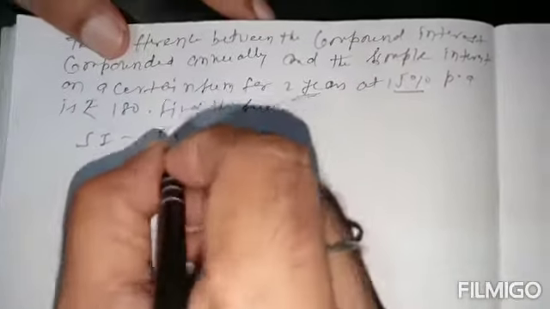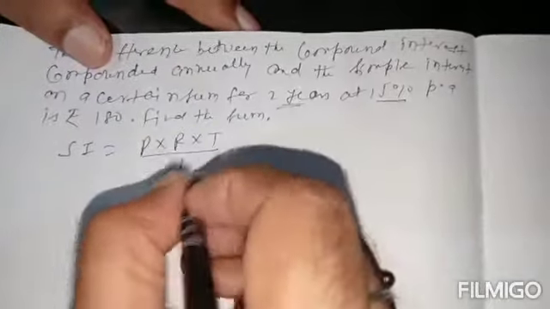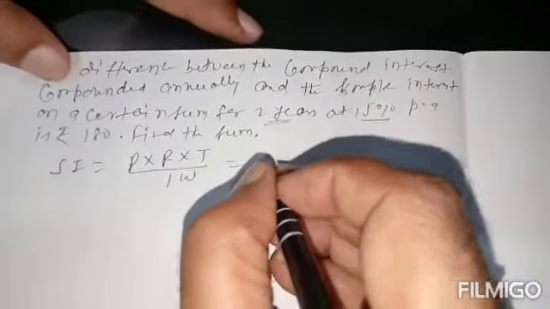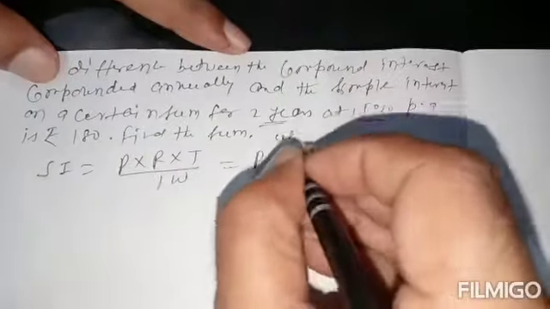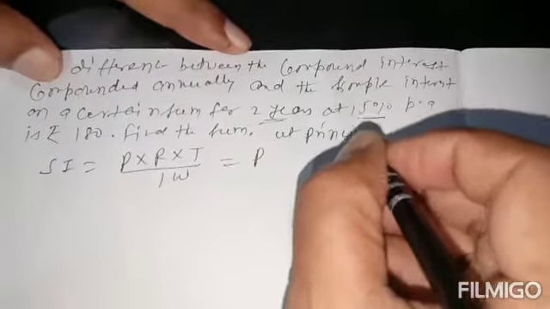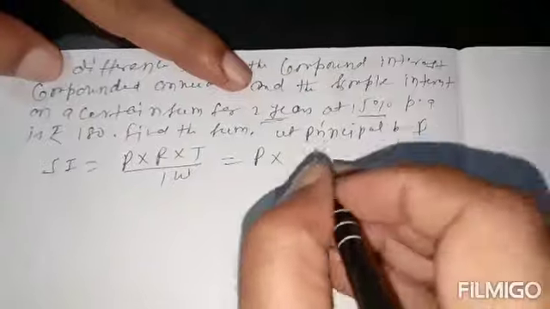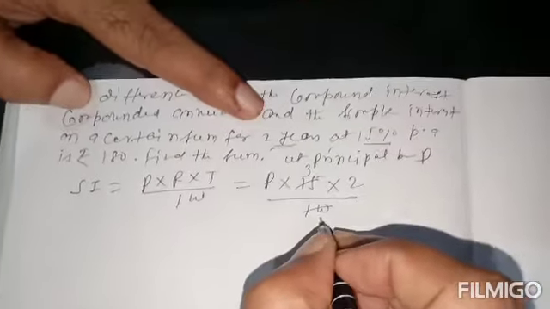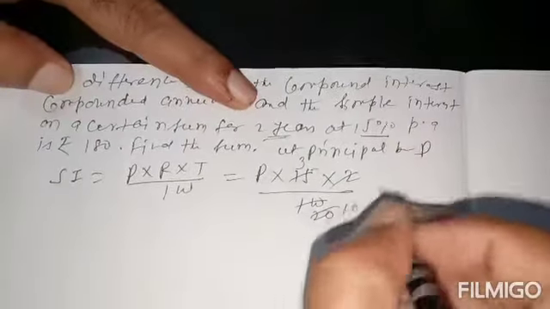So SI is equal to P into R into T by 100, as we know. Here let the principal be P. So P into 15 into 2 by 100. 5 threes are 15, 5 twenties are 100, 2 tens are 20, so SI is 3P by 10.